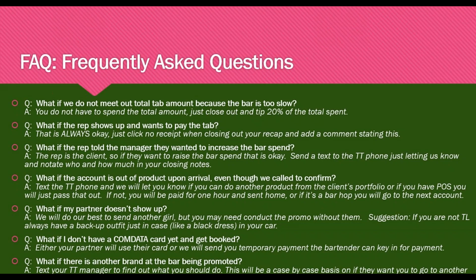If the account is out of product when you arrive, even though you already confirmed, text the TalentTree line and let us know. Sometimes we can have you sample another product from the client's portfolio, or if you have POS, you can just pass that out. If not, you will be paid for an hour and sent home, or if it's a bar hop, you'll go to the next account. Just make sure you are keeping communication open with us.